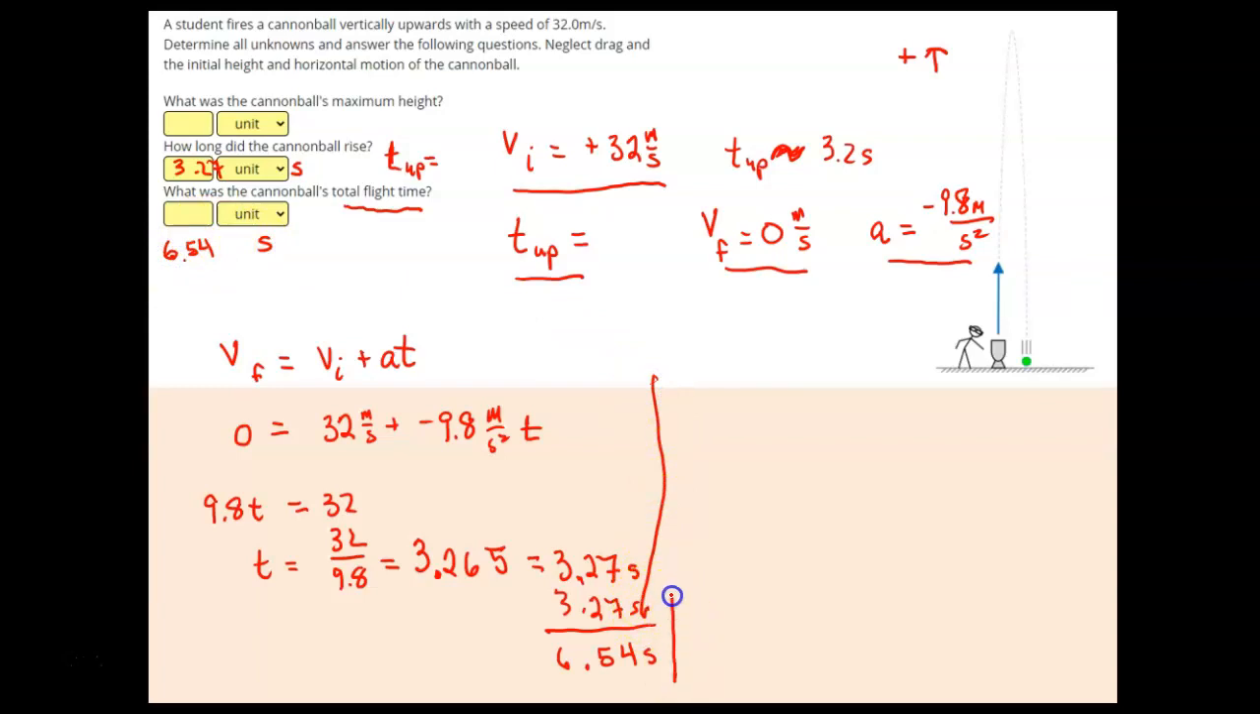Draw a little line. All right, so now we want to do the last thing. What was the actual height of the cannonball at the top? Well, what are we trying to find? D. We're trying to find displacement or distance at the top. We can do a couple things. Now that we have time, we can really use any equation that we want to.